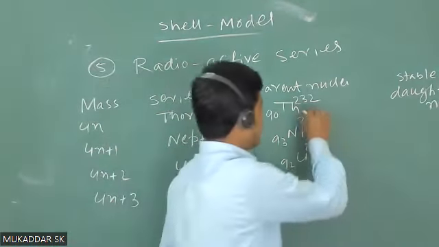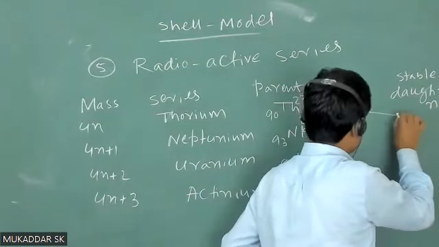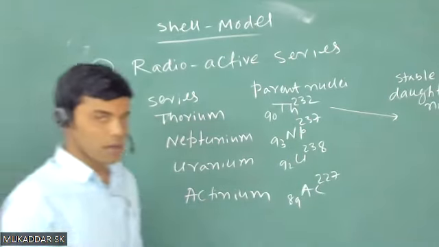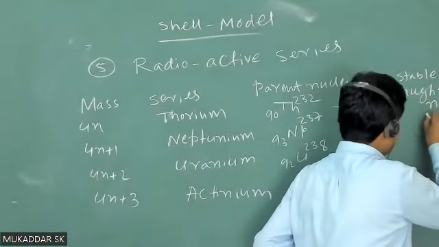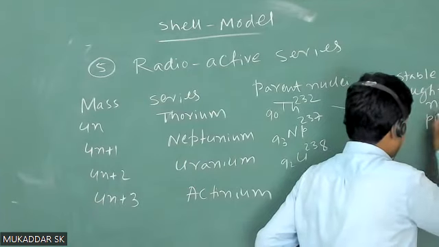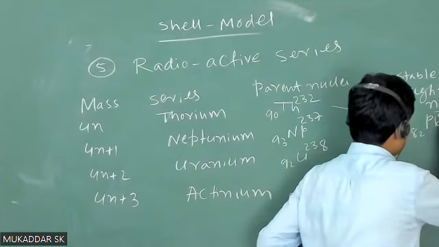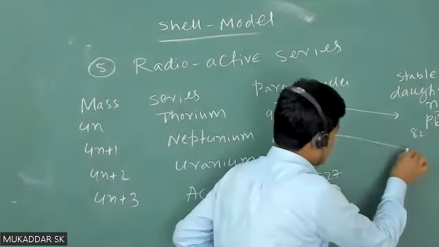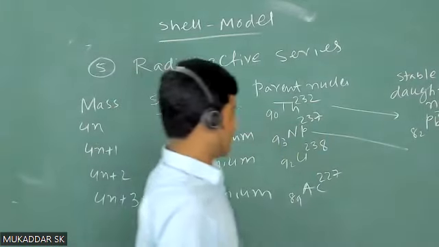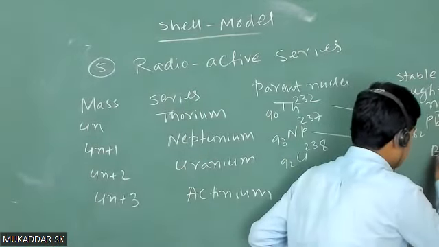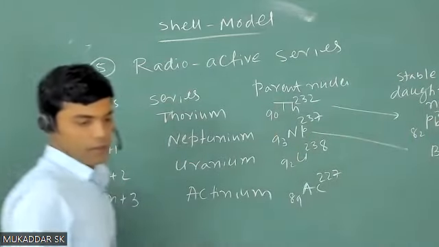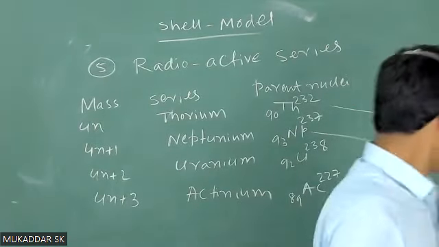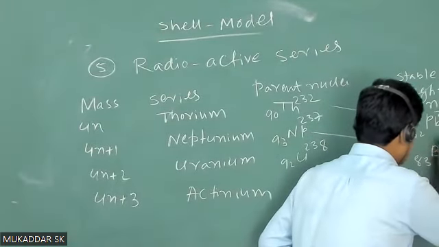Stable daughter nuclei. For 4n, the last daughter nucleus is Pb, atomic number 82, mass number 208. Then for the neptunium series, the daughter nucleus is bismuth. Okay, bismuth. Atomic number for bismuth is 83 and mass number 209.